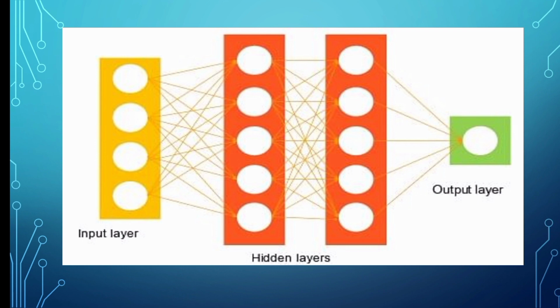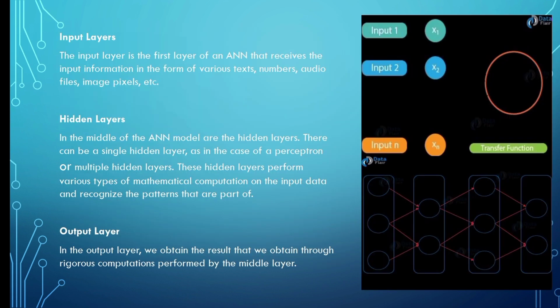The input layer is the first layer of an ANN that receives the input information in the form of various text, numbers, audio files, images, pixels, etc. Coming to the hidden layers. In the middle of the ANN model are the hidden layers. There can be a single hidden layer, as in the case of a perceptron, or multiple hidden layers. These hidden layers perform various types of mathematical computation on the input and recognize the patterns that are part of it. In the output layer, we obtain the result that we obtain through rigorous computations performed by the middle layer.